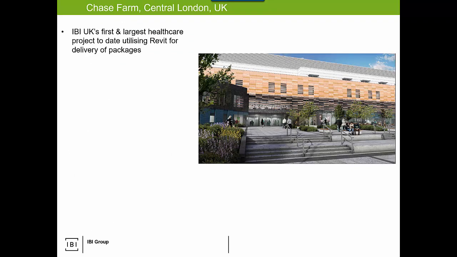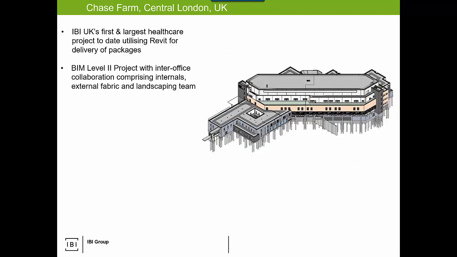Chase Farm Hospital in central London. Revit was used to help mitigate the delivery of the packages. It achieved BIM level 2, which is defined by the British Standard 1192, with inter-office collaboration, as well as collaboration with external entities. So here we had mechanical, electrical, and structural models delivered from the consultants. There was 2D specific components. So this is a good example.